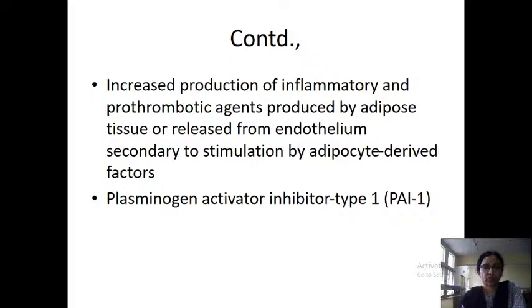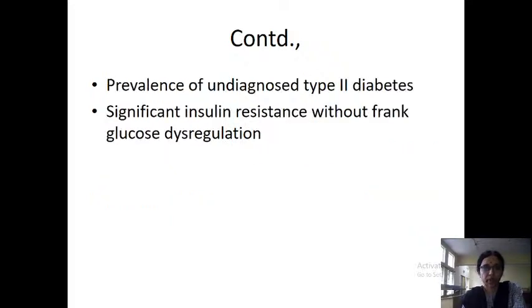So the increased incidence of miscarriage is explained by the hypothesis that there is an increased production of inflammatory and prothrombotic agents produced by the adipose tissue, or these agents are released from the endothelium secondary to stimulation by the adipocyte derived factors. And also it has been suggested that the plasminogen activator inhibitor type 1 is associated with increased risk of miscarriages in these women. So this fact explains the increased incidence of spontaneous miscarriages that we see with these women.